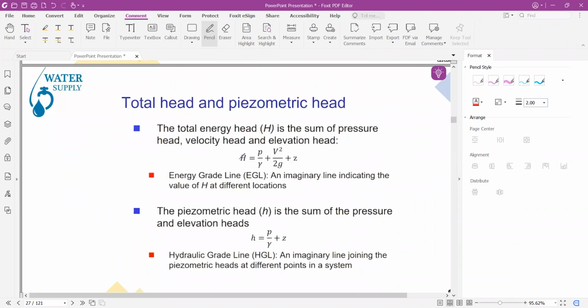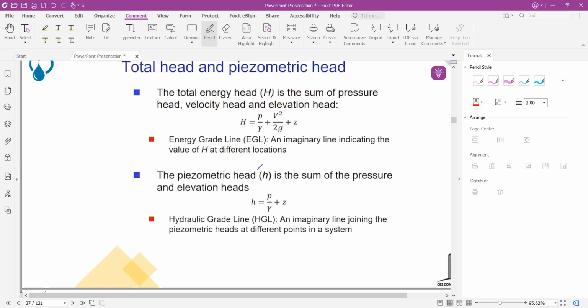The total head at any point, when the fluid is flowing from one point to another, is equal to the pressure head plus the velocity head plus the elevation head.